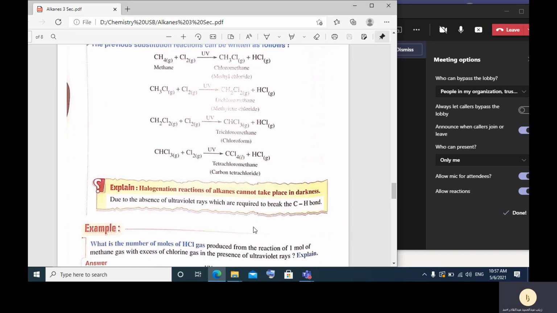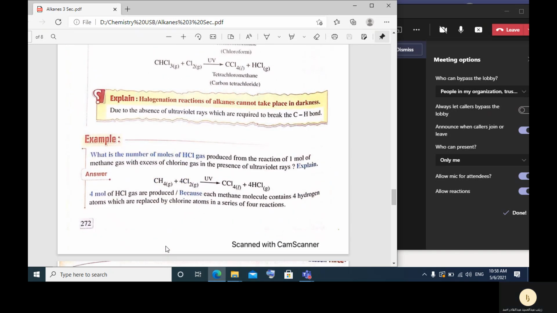Halogenation of alkanes cannot take place in darkness due to absence of ultraviolet rays, which are required to break the bond between C and H. What's the number of moles of HCl produced from the reaction of 1 mole of methane with an excess chlorine gas in presence of ultraviolet rays? We can say that 4 moles of HCl are produced because each methane molecule contains 4 hydrogen atoms, which are replaced by chlorine atoms in a series of 4 reactions.